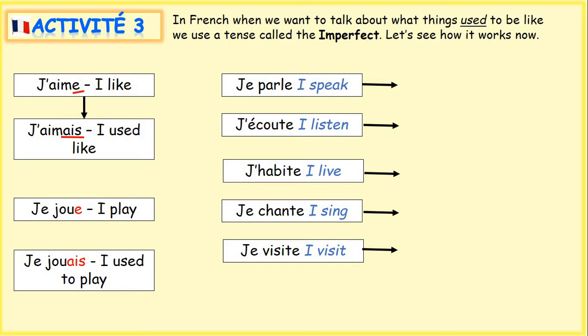I want you to have a go now with these verbs that are on the screen. What you're doing is you're taking off the E and adding AIS. Think about what they then become in English as well. So where je joue was I play, je jouais is I used to play. Pause this now and have a go at that activity.